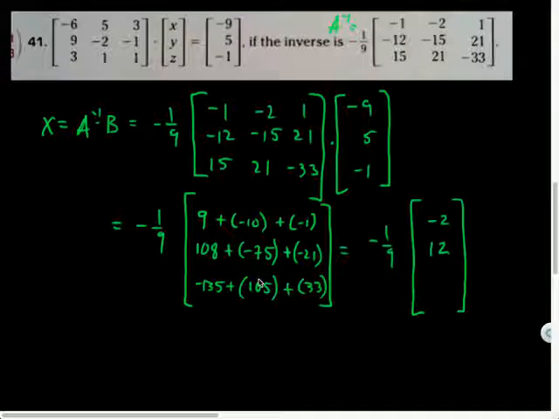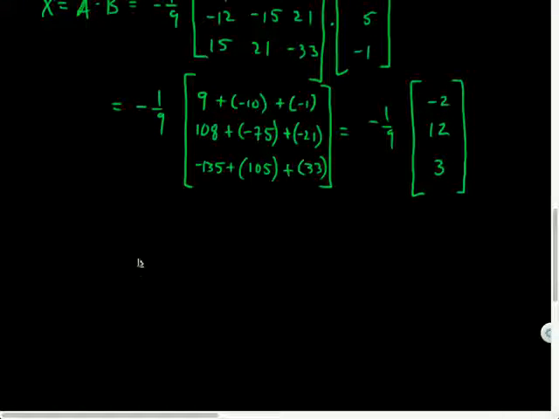Let's see, negative 135 and 105. That looks like negative 30 plus 33. I'm guessing that's just 3. So let's multiply each of these by this scalar. I'll get positive 2/9. I'll get negative 12/9, which reduces, both divisible by 3, to negative 4/3. And I'll get negative 1/3. Is that the answer, I hope? Yeah, I got it. I nailed it.